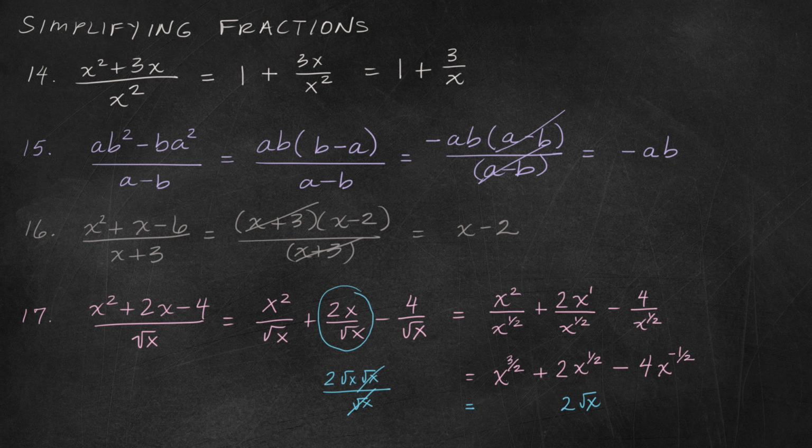In radical form, x to the power 3/2 is the square root of x cubed. And then x to the power negative 1/2. So if I were going to write in radical form, I would probably move that down to the denominator and write it as 4 over the square root of x.